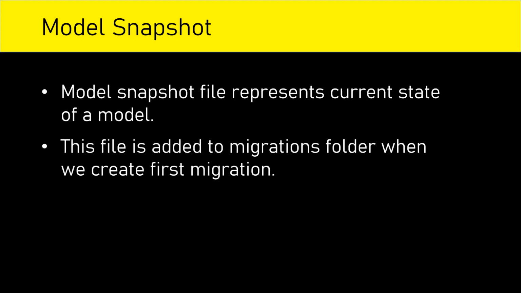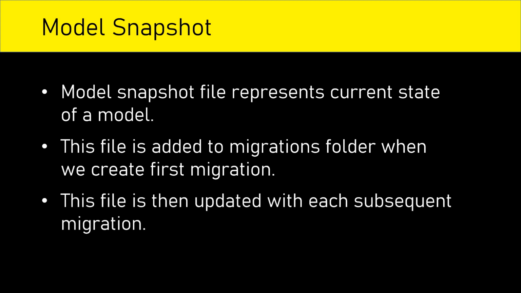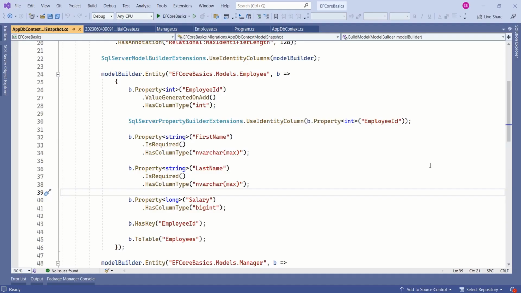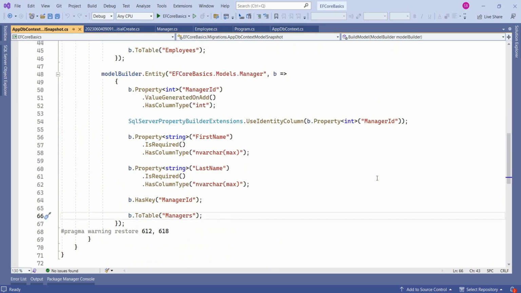This file is added to the migrations folder when we create the first migration. Then, with each subsequent migration, this file is updated. This is the current state of our model. These are the columns and their types. Unlike the migrations file, with each subsequent migration, a new snapshot file will not be created. The same file will be updated.